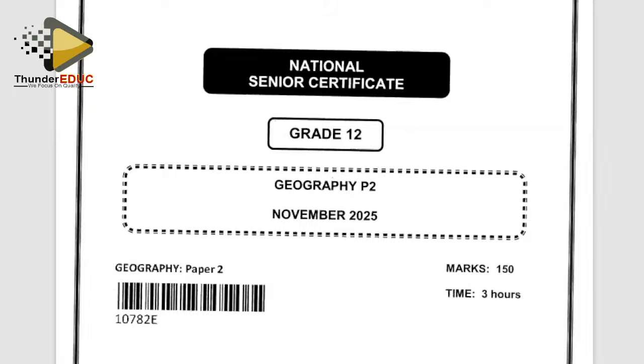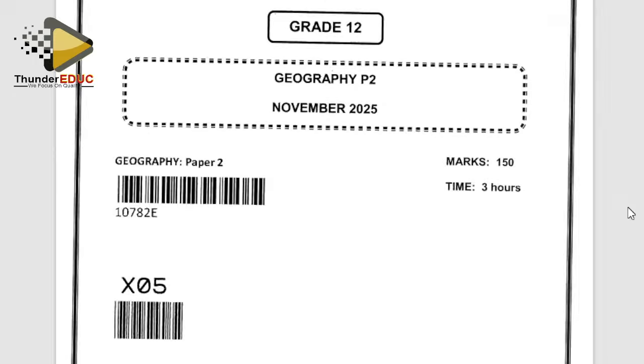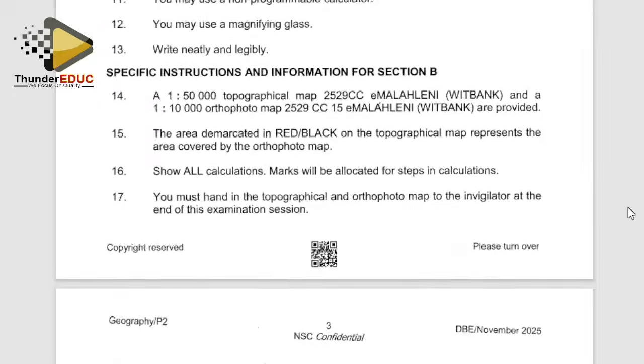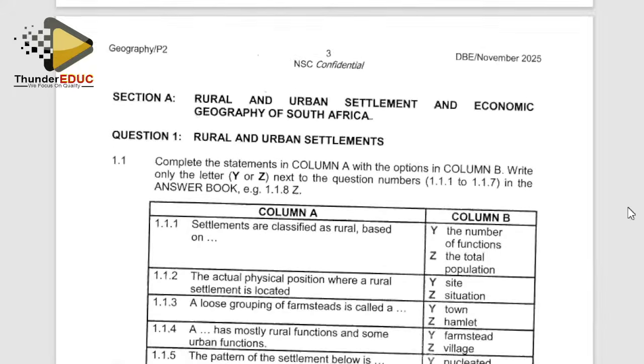I think it is to the knowledge of everyone that our core focus areas are rural and urban settlements for question number 1, then economic geography of South Africa for question number 2, then question number 3 is geographical skills and techniques, which is map work. So without wasting much time, we are going to go through the questions and discuss, point out and highlight the possible responses to the given questions. Right, so we are taking you to the first question, which is a question on rural and urban settlement.